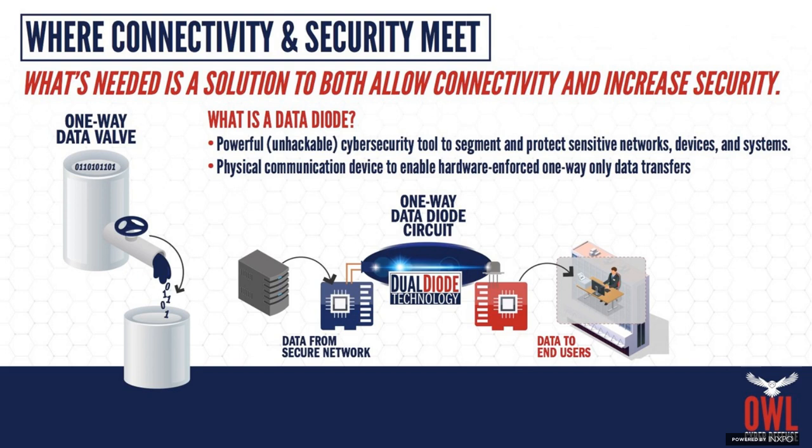If you think of a one-way data valve, where data can only move in one direction, that's really what a data diode is. Water can only go through a valve in one direction, and data can only move through a data diode in one direction. It can scale up. It's used to segment and protect sensitive networks. Anything behind it can't be reached. And you've got a physical layer there that's enabling a hardware-enforced one-way only transfer.